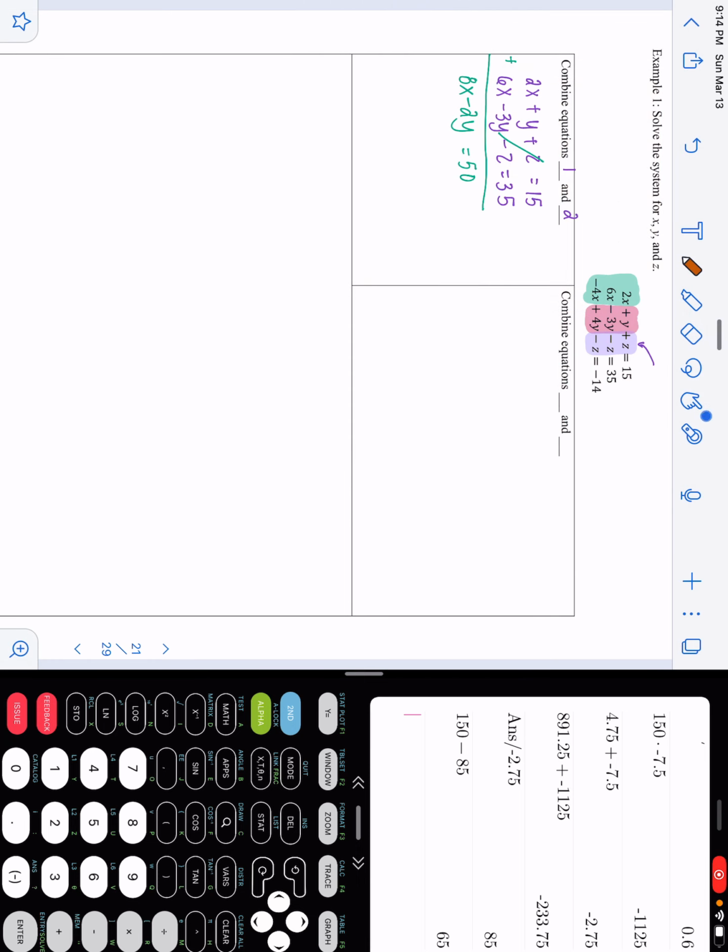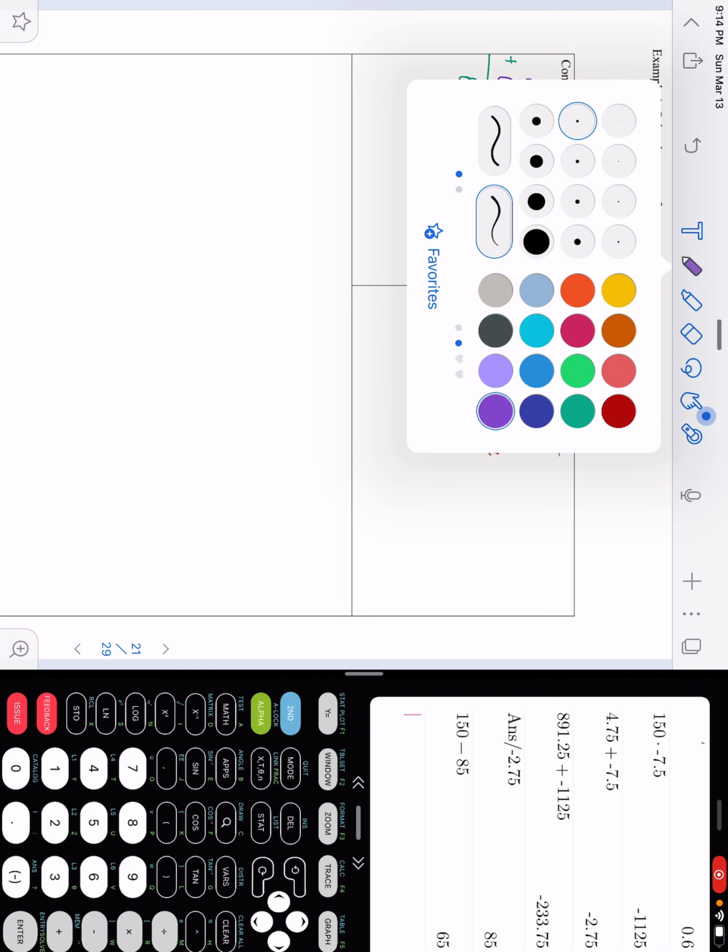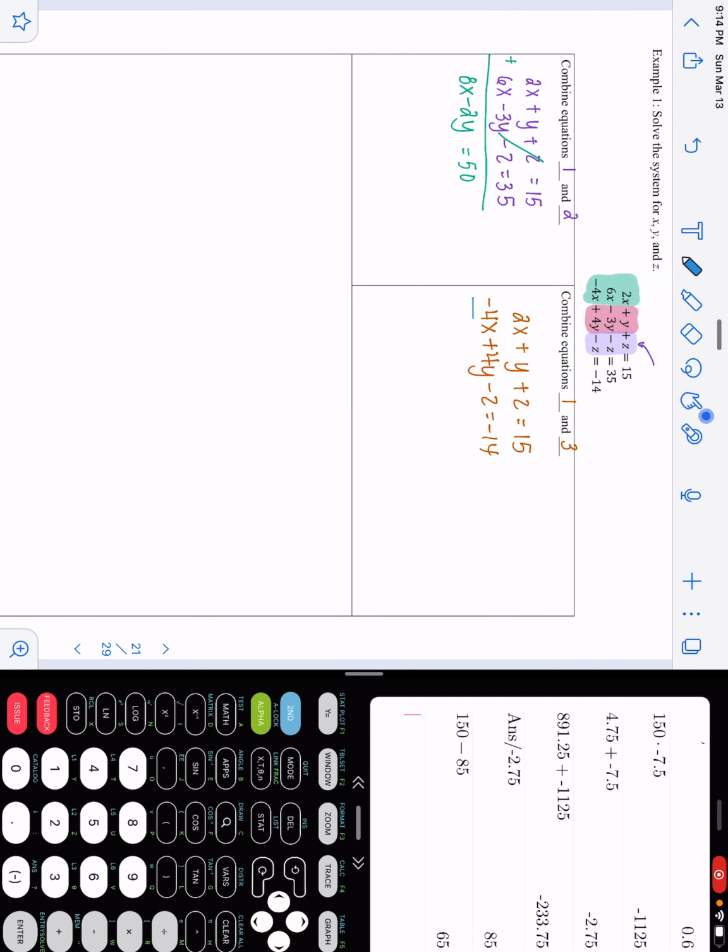And now let's do the same thing. What other two equations can I combine? We can combine equations 1 and 3, right? Because again, 1 and 3 have opposite coefficients. So 2x plus y plus z is equal to 15, and then 3 is negative 4x plus 4y minus z equals negative 14. Go ahead and try to combine these. Let's use blue. 2x and negative 4x gives us negative 2x. Y and positive 4y gives us positive 5y. The z's cancel out, and this gives us 1.